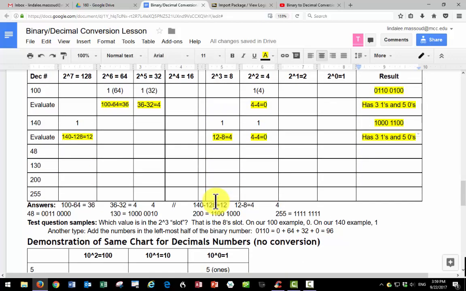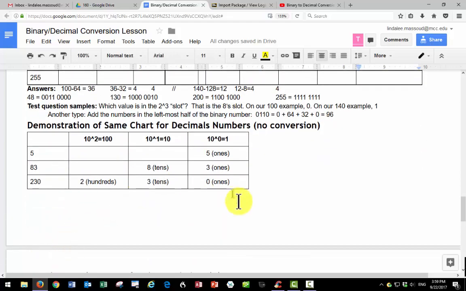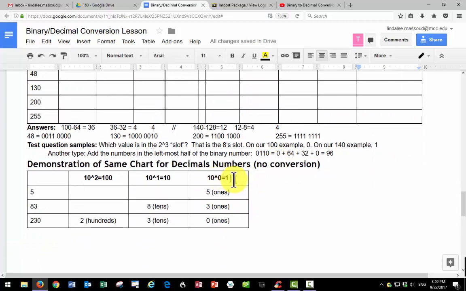Here are some examples, and here are the answers for them. So then let me do the same thing with decimal. Please don't get worried. This is not math class. You don't have to understand it. Math, you have to understand it. So anything to the 0 power is 1. Anything to the first power is 10. Anything to the second power is 100.